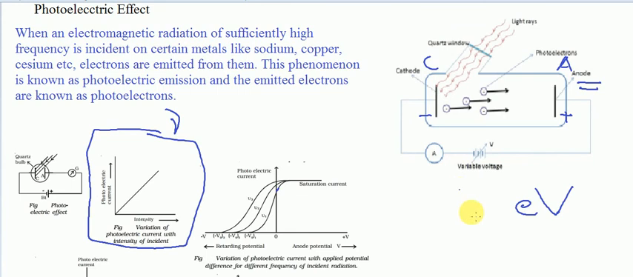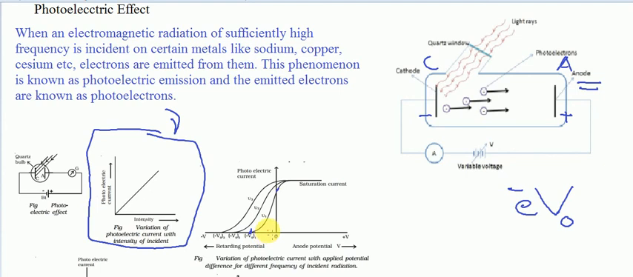So at a particular value of opposing potential, that is minus V0, called stopping potential, all the photoelectrons stop because of the opposing potential energy. So at that particular value of retarding potential, the photocurrent becomes 0. So you can see that in the graph here. When the retarding potential is applied, the photocurrent reduces, and at a particular value of retarding potential, photocurrent becomes 0, and that value of potential is known as the stopping potential for that particular frequency.